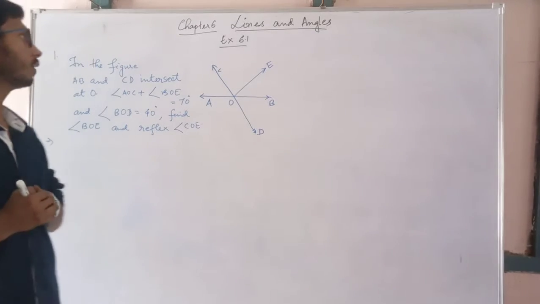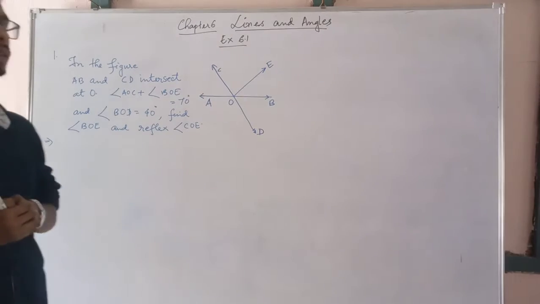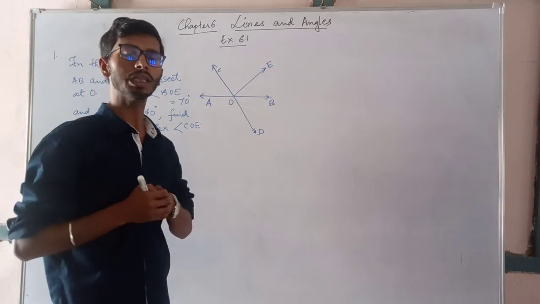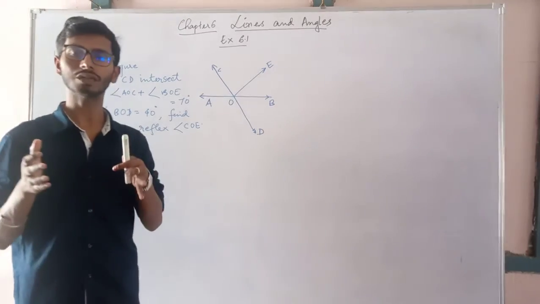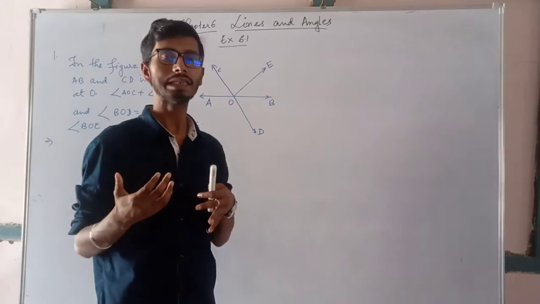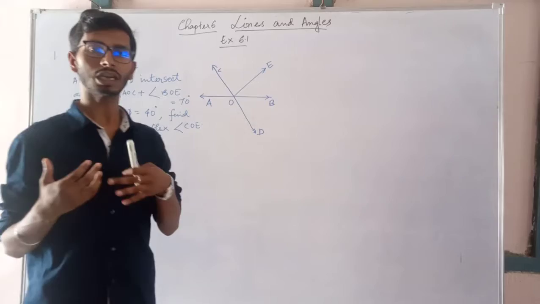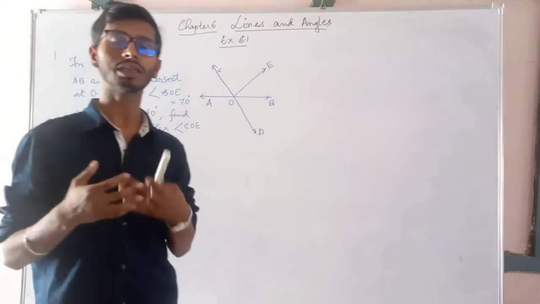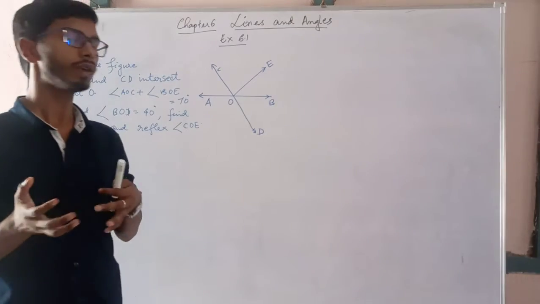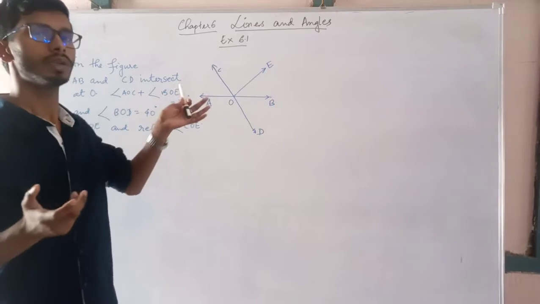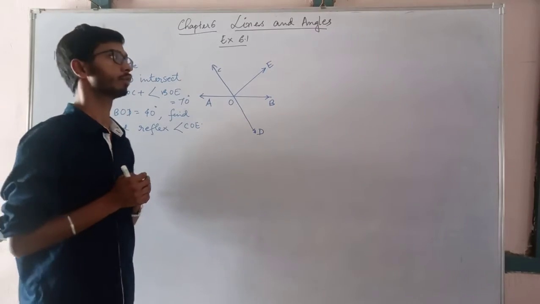Today we are going to solve some questions of exercise 6.1. So in the previous video you have learned what are the different types of lines, angles, what are corresponding angles, alternate angles. So today we are going to apply those concepts and solve some problems of the textbook.